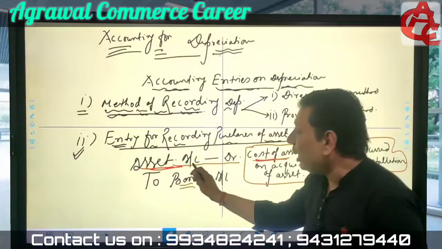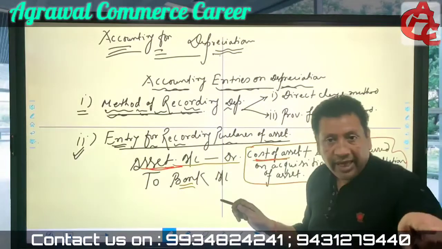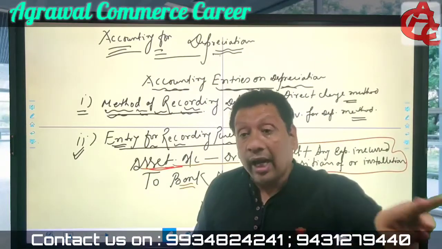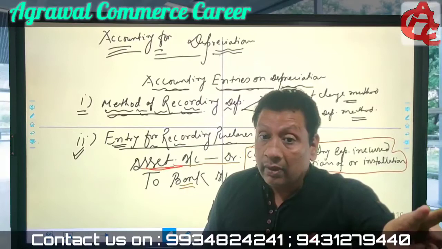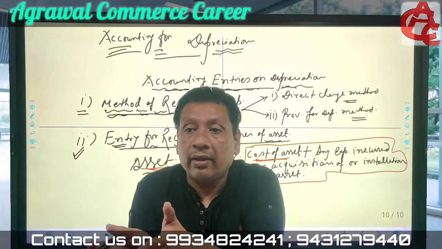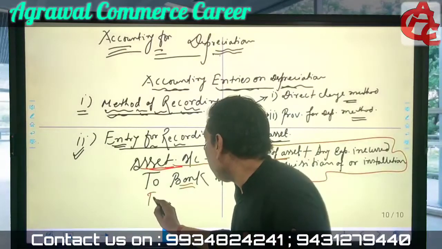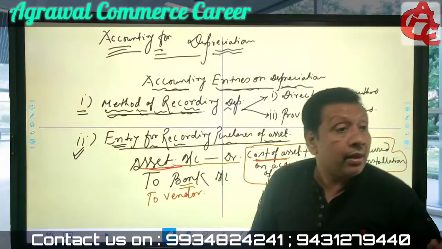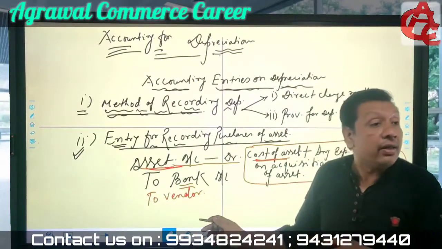Entry will be debited to assets account, and if I have paid cash for it, I would credit cash account. If I have given check for that one, I would credit bank account. If I haven't paid as yet and it is still payable to the vendor, here to vendor. Is it clear? To vendor. What I have written? Vendor.